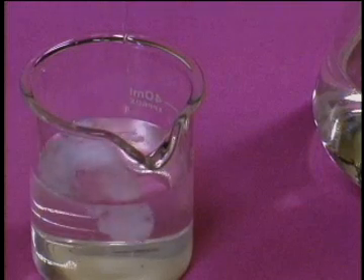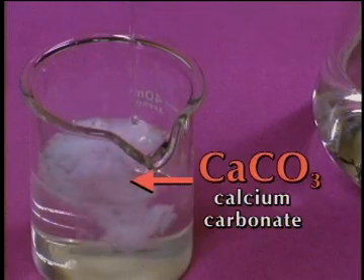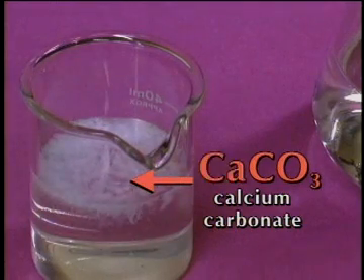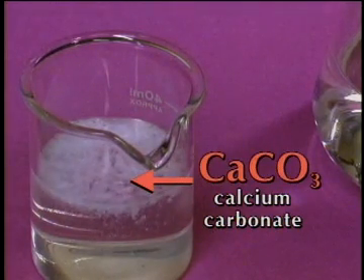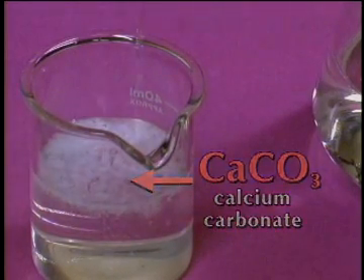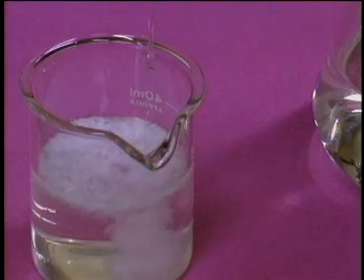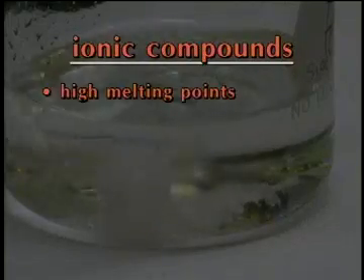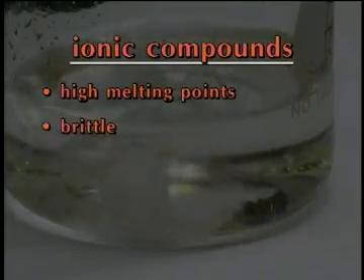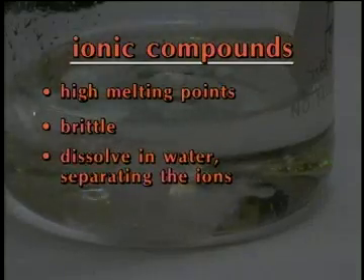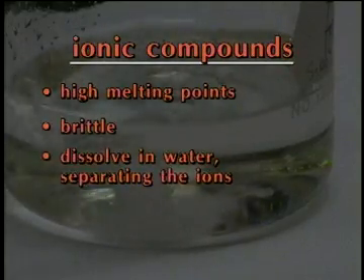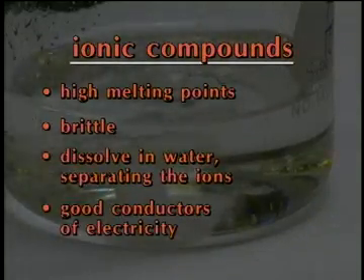There are many examples of ionic bonds. Some, like calcium carbonate, involve more than two elements. Ionic compounds share a number of similar properties. They have high melting points and tend to be brittle. Most dissolve in water, which separates the ions and makes the water a good conductor of electricity.